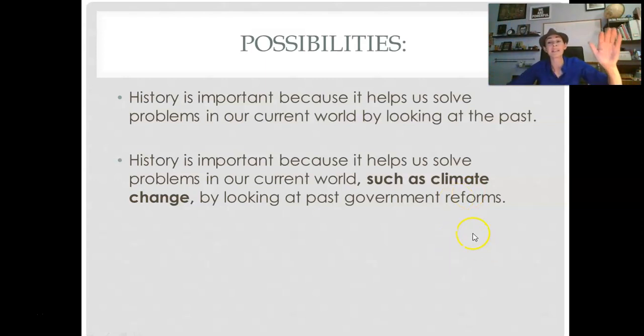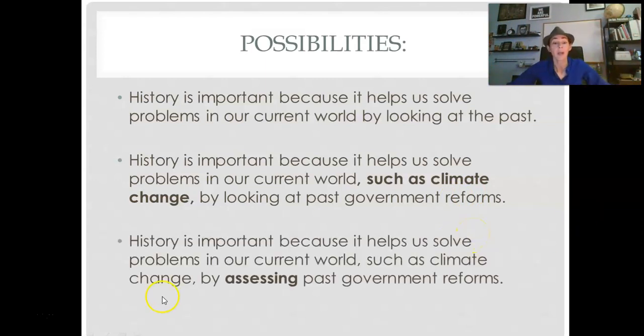And a way to make this even better would be by assessing past government reforms, right? So now we have a much more focused thesis statement. Now we're not just going to look at any past government reforms. We're not just going to look at them, we're going to assess them. We're going to evaluate them. We're going to determine their success, right? So I hope you see how just a few words, 1, 2, 3, 4, 5 extra words takes this thesis to a better thesis, right?